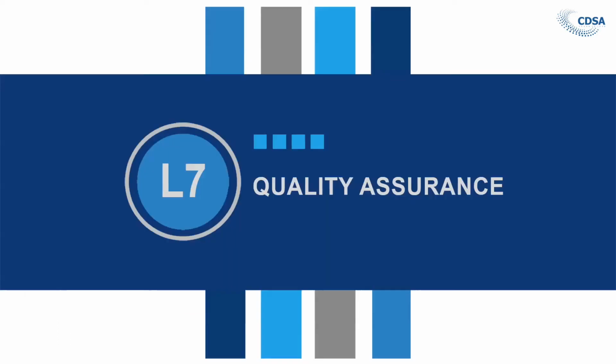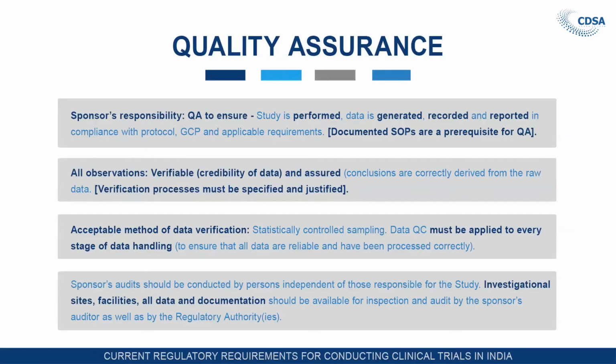Let us come to the 5th subtopic called quality assurance. Although quality assurance is the legal responsibility of the sponsor, quality is the responsibility of everybody in a clinical trial. The sponsor has to ensure that the entire study was first performed. If performed, the data was generated. If the data was generated, it was recorded. If it was recorded, it was reported. If it was reported, then everything that was done is in compliance with the mother document, which is the protocol, then the standard operating procedures, the SOPs, the GCP, and the regulatory requirements.